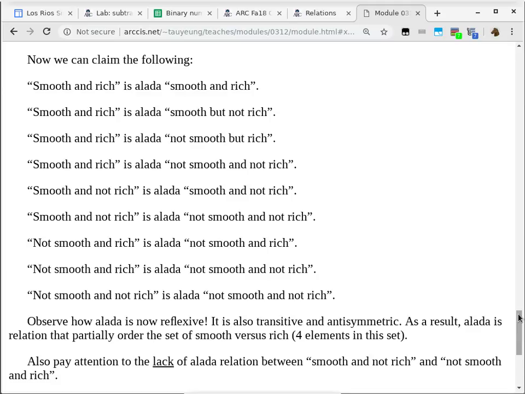That would make it transitive. And the answer is, yep, it does. It's right here. Okay? Smooth and rich is alada, not smooth and not rich. So it is transitive.